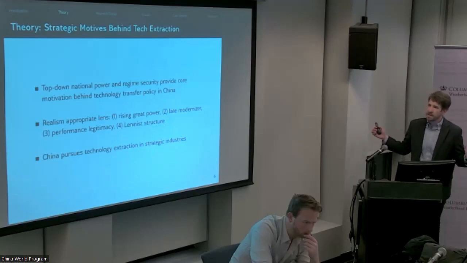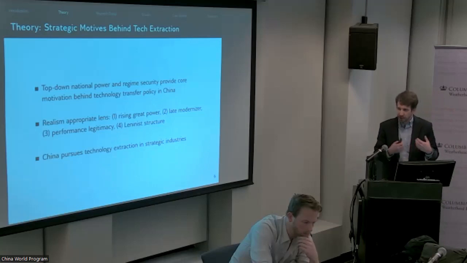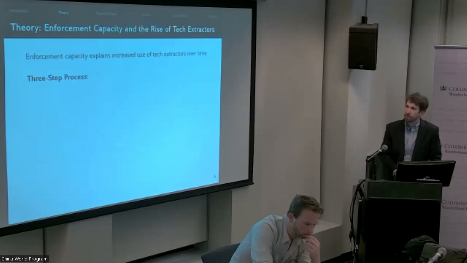So the takeaway from this is that these top-down national power and security concerns lead China to pursue tech extraction in industries that China's leaders expect to provide the best return on their investment in terms of long-run national economic power and competitiveness. And these are what I'm calling strategically important industries.